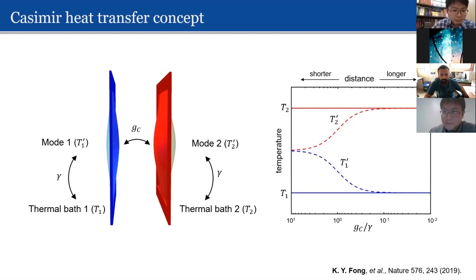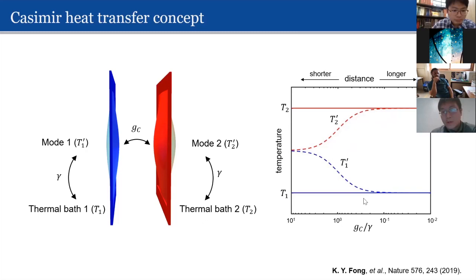At longer distance, if you recall the simulation, when the coupling is really weak, the hot mode still has large Brownian motion compared to the cool one. But as we tune up the coupling, the mode temperatures will start to reach thermal equilibrium with each other. So that is the experimental signature we want to observe in this experiment.